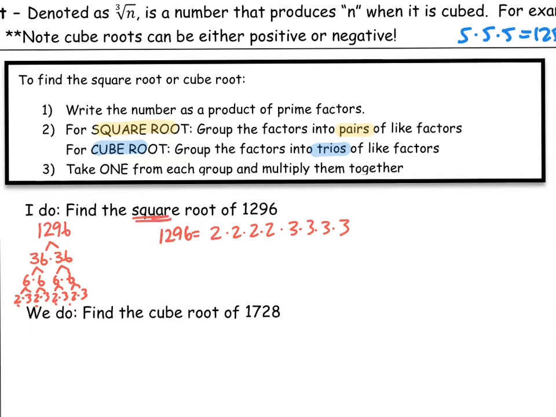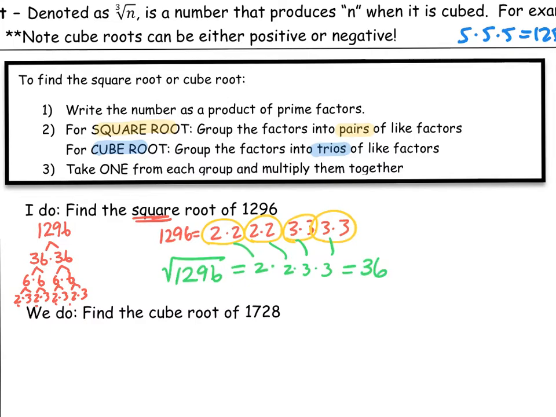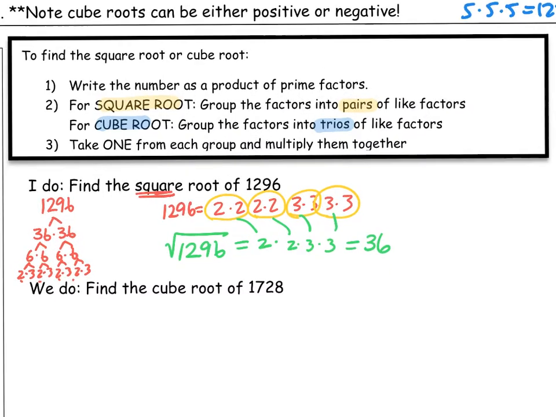This is a square root, so I'm going to group into pairs that are the same. And then to answer my question, the square root of 1296, I will take 1 from each pair. So 2 times 2 times 3 times 3. And that gives me 36. And you could check it with your calculator, to be quite honest.